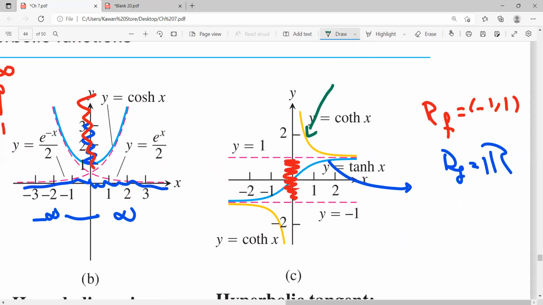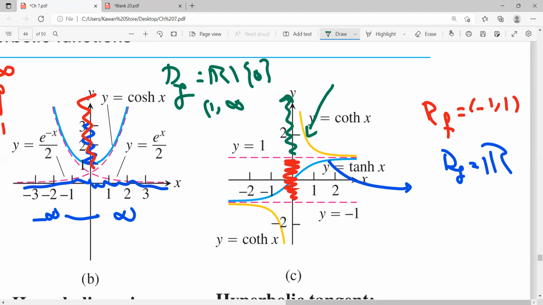Cotangent hyperbolic, the domain of that function. R except 0. Okay. So the range, any other answer? 1 to infinity. Okay. 1 to infinity. Closed or open? 1 is open. Okay. Any other?